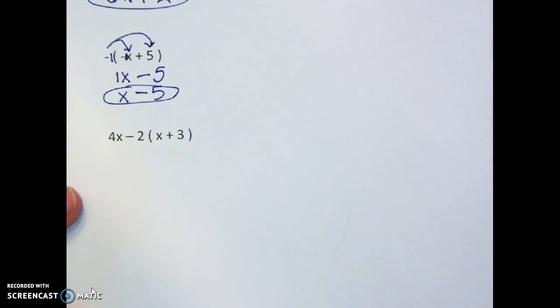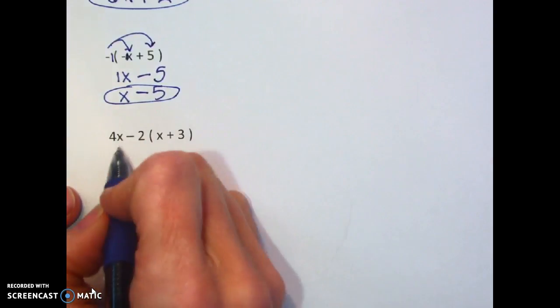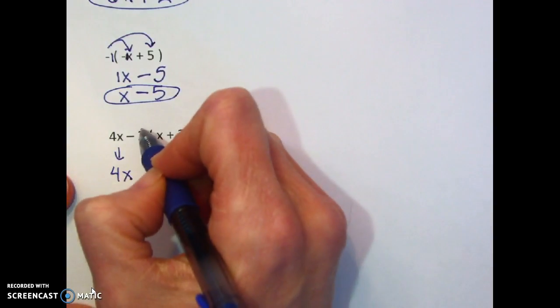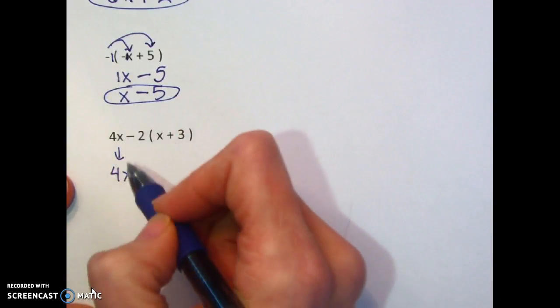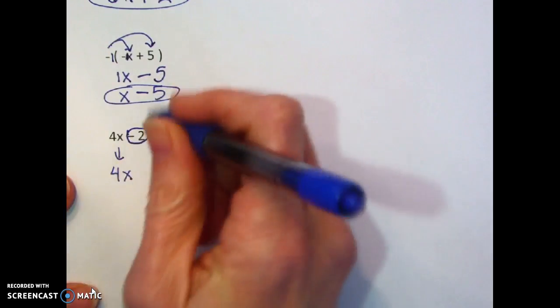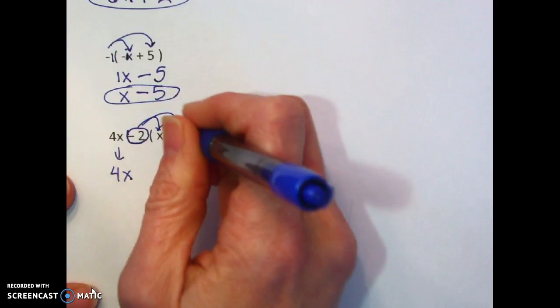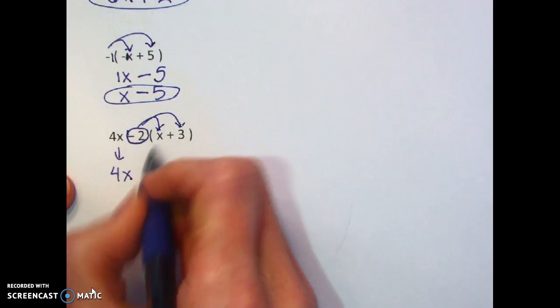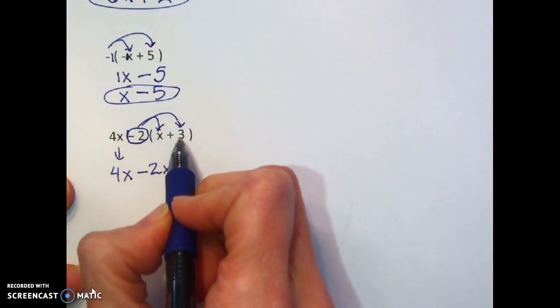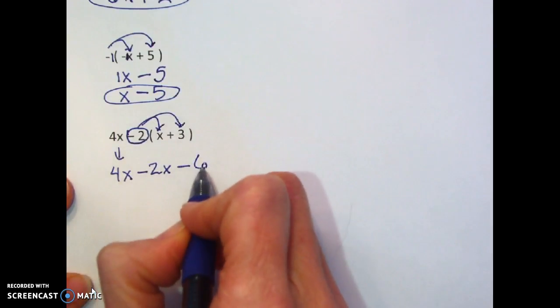And the last one, what are we distributing? The 4x? The 2? Does the negative sign get distributed with the 2? Well, we are not distributing the 4x. The 4x will just carry down into our work. We are distributing the 2, and we are distributing that negative sign. The sign goes with the number, so the whole thing there gets distributed. So negative 2 times x is negative 2x, and negative 2 times the positive 3 here is negative 6.